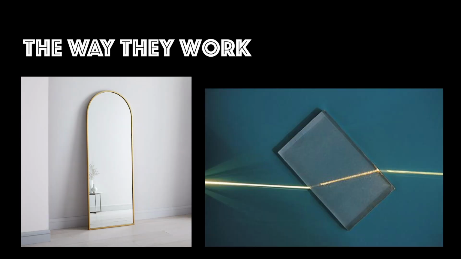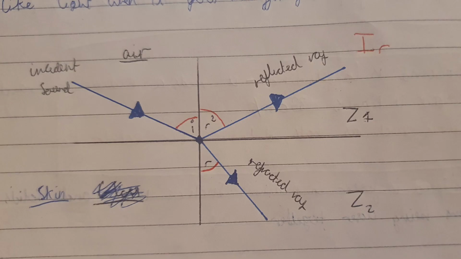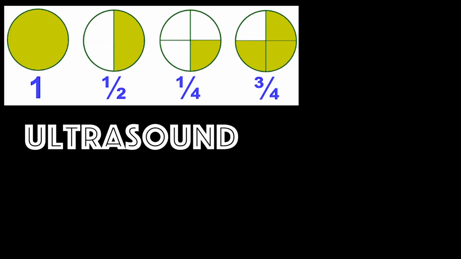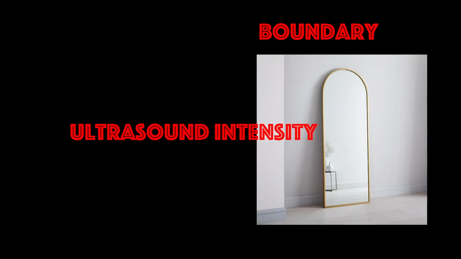The way ultrasound waves work is that they get partially reflected and partially refracted when meeting a boundary of two different mediums. On the screen, I have shown you a diagram of the two different mediums, air and skin, and also showing the incident sound approaching the boundary as well as the reflected sound and the refracted sound. In situations like this where we have two different mediums and sound approaching the boundary, we want to know the fraction of the ultrasound intensity reflected at the boundary.